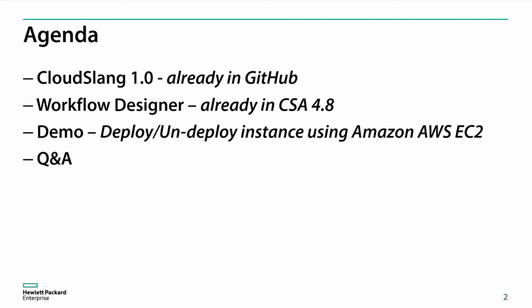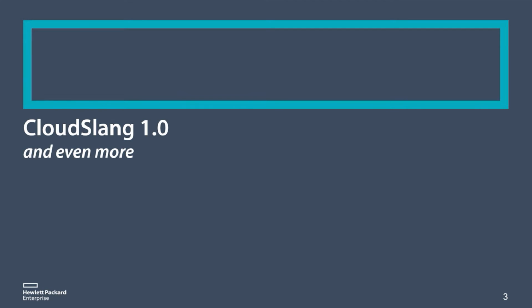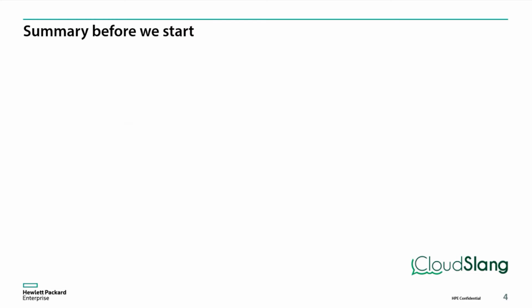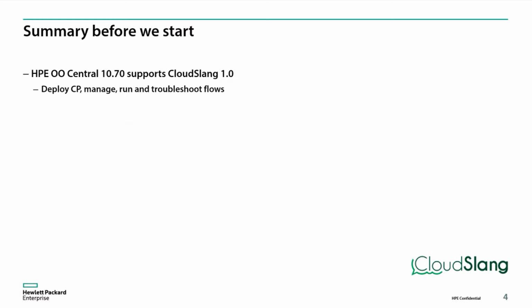Now let's jump to CloudSlang 1.0, and as I mentioned, a few more things around it. Now, a little bit of summary before we actually start to see the features of CloudSlang 1.0. Well, the first item that I thought is worth mentioning is the fact that HPE OO Central 10.70 supports CloudSlang 1.0. This means that you can, for instance, deploy a content pack that contains CloudSlang workflows. You can manage the items within this deployed content pack. You can run and troubleshoot flows.